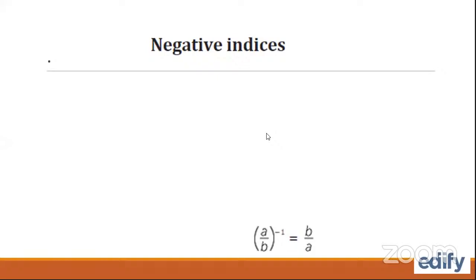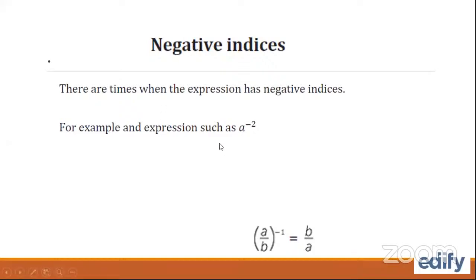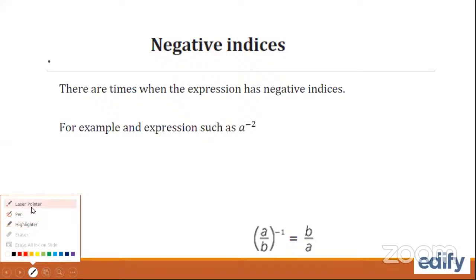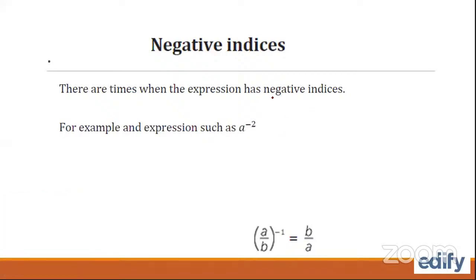So when we have negative indices, this is what we are saying. There are times when the expression has negative indices. But remember, indices are powers. Indices are powers. So once you have an expression with a negative index, what do you do? For example, you can be given a to the power negative 2.